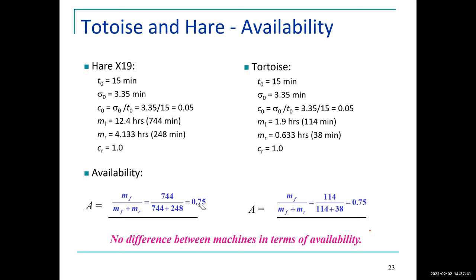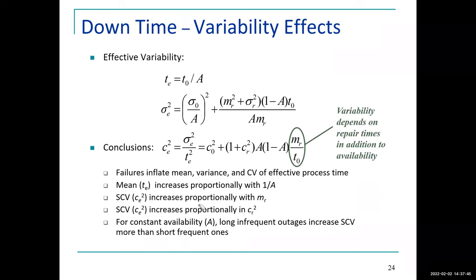Okay, so let's look at the downtime variability effects. For the effective variability, TE is the mean process time of a job, which is equal to the process time divided by the availability. Then we can compute sigma E squared using this formula: CE equals the standard deviation divided by the availability squared, plus the multiplication of MR squared plus sigma R squared times 1 minus A times D0, all divided by A MR.